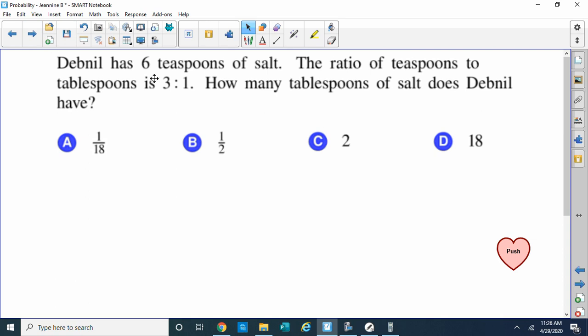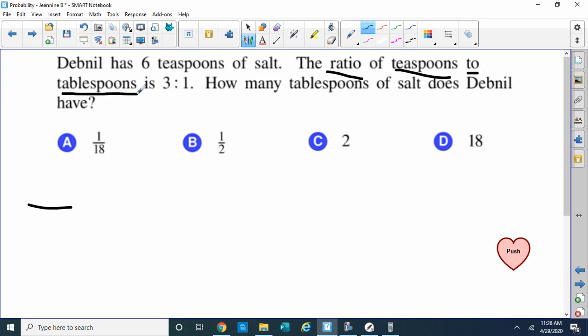Bendel has 6 teaspoons of salt. The ratio, and let me underline ratio because ratio means it's a fraction. And I'll even make a fraction bar over here of teaspoons. So a fraction of teaspoons, which is being compared to, so what are they comparing it to? Tablespoons. So we have a ratio of teaspoons to tablespoons. So we have a fraction of teaspoons to tablespoons.